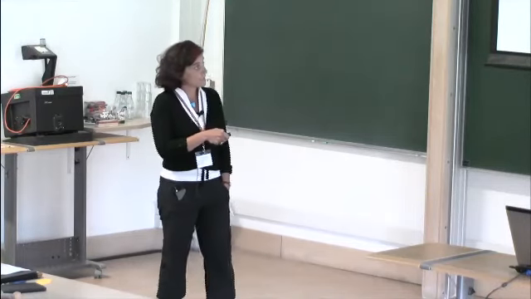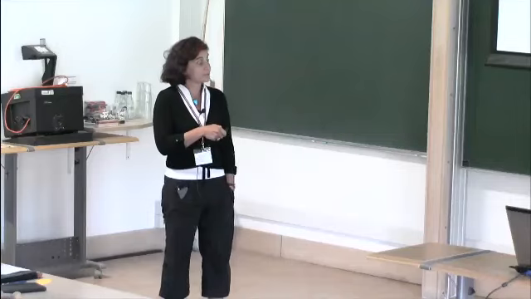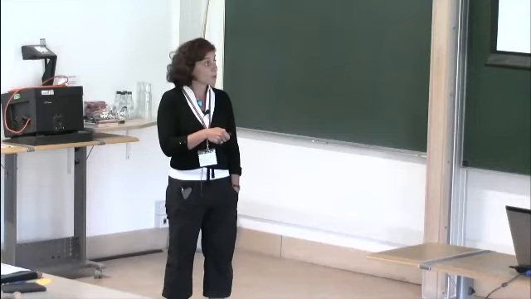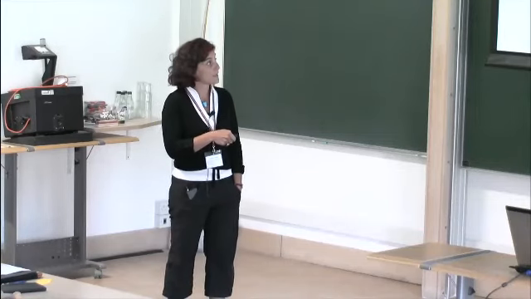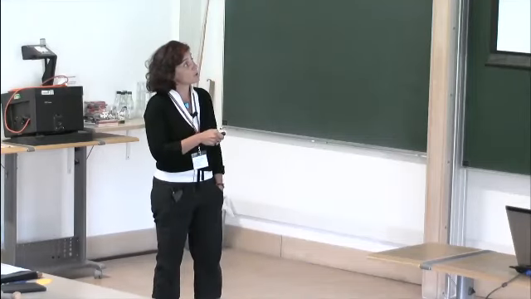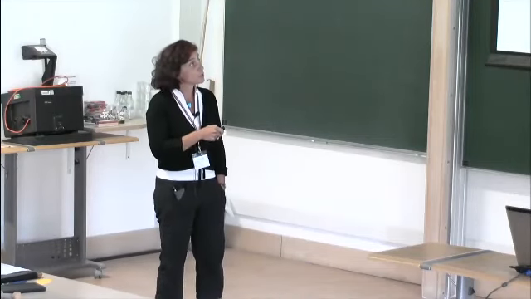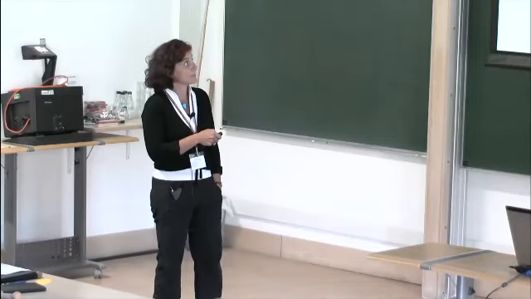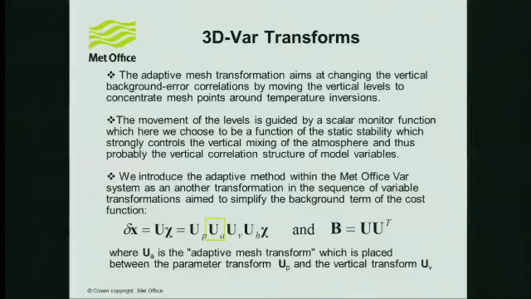So what we have decided to do is to introduce an adaptive step in this modeling of the background error covariance matrix. And as a monitor function, we have decided to choose a function that depends on static stability, which strongly controls the vertical mixing of the atmosphere. So it would probably also give some structure on the vertical correlation of the model variables.